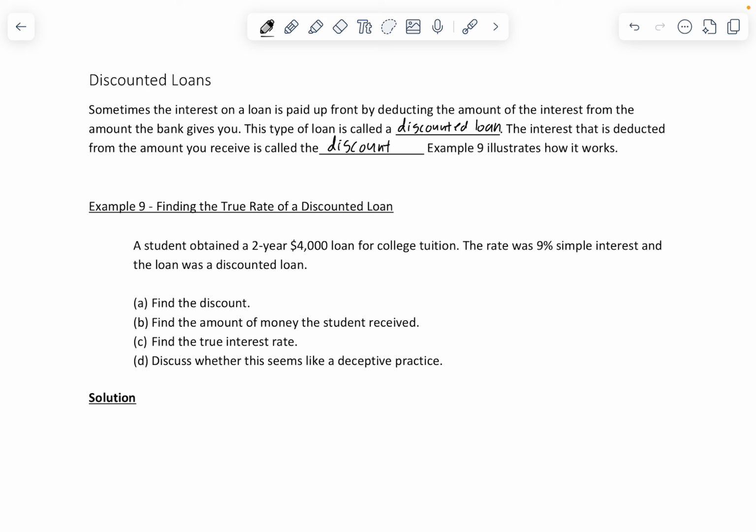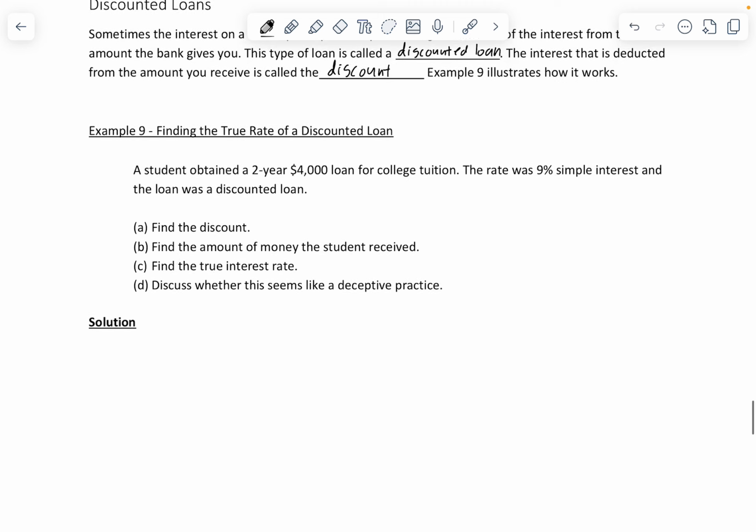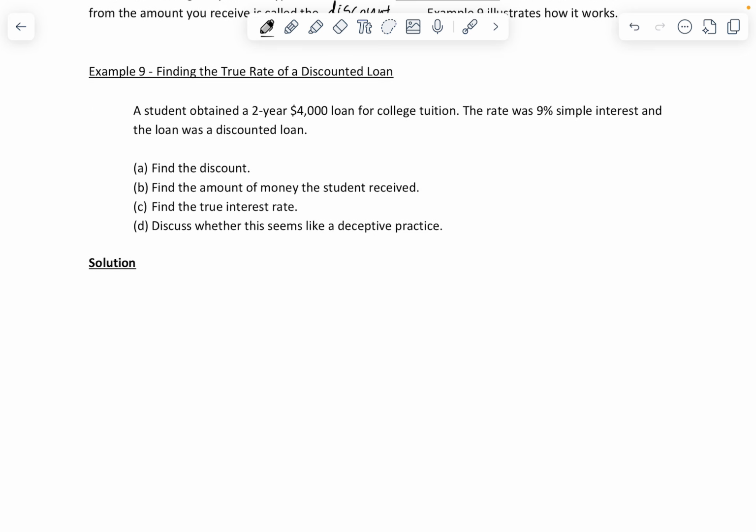So we want to find the true rate of a discounted loan. So let's say that a student obtained a 2-year, $4,000 loan for college tuition. The rate was 9% simple interest, and the loan was a discounted loan. So we want to find the discount, find the amount of money the student received, find the true interest rate, and discuss whether this seems like a deceptive practice. Okay, let's take these one at a time. Start with A.